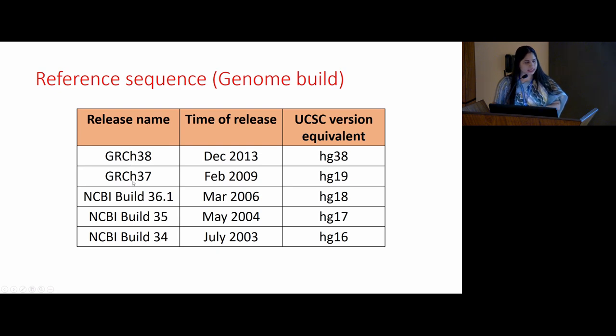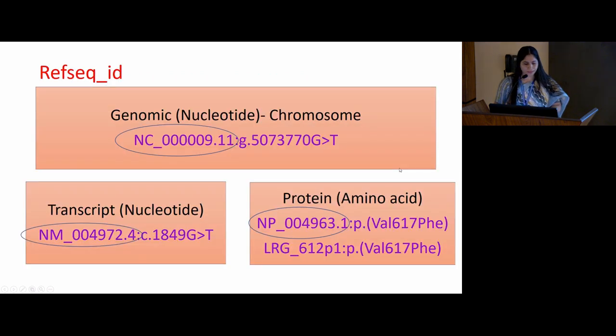GRCh37 and 38 are the currently commonly used versions, and they were released in February 2009 and December 2013. Their UCSC equivalents are hg19 and hg38. If we look at RefSeq IDs for different positions, we give three different coordinates: one at the genomic or chromosomal level, one at the transcript level, and one at the protein level. So we are giving descriptions at all three levels in the reports.